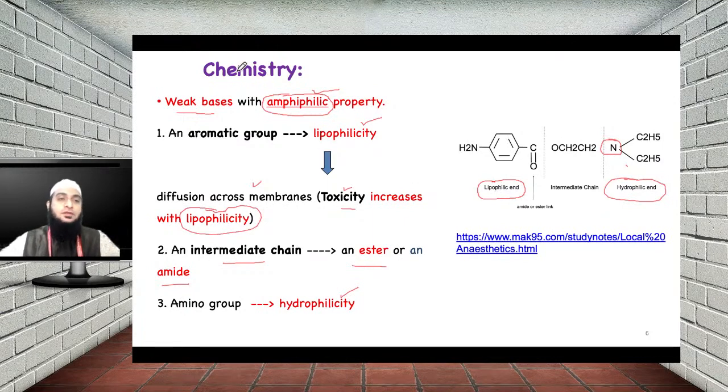The second important thing we have seen is that these are weak bases. Now which group contributes to the weak base nature here? It is the amino group. Do remember, amino groups are always basic in nature. Likewise, here there is nitrogen, and here also there is nitrogen. These contribute to the basic nature of the local anesthetic. So they are weak bases in nature, which is due to the amino group present in the local anesthetic. I hope the chemistry is clear to you.